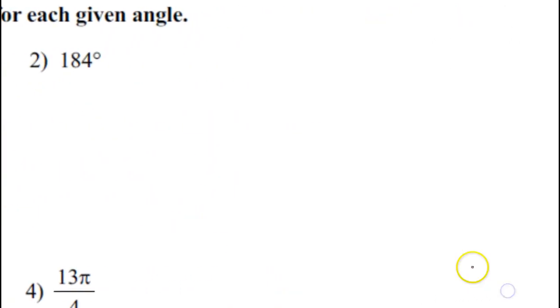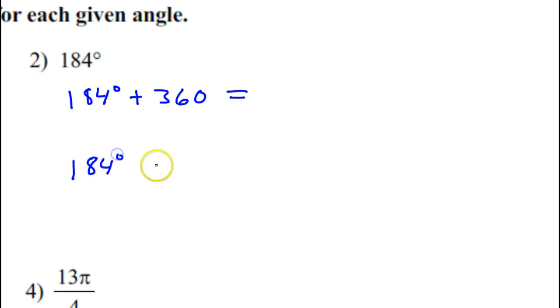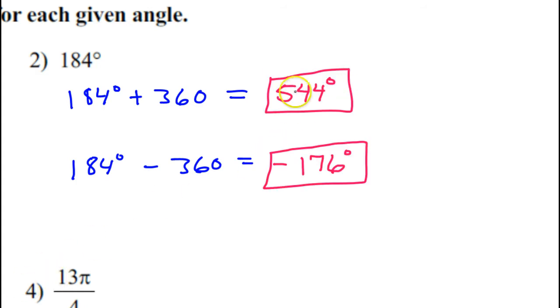Okay, so I won't bother drawing the picture this time. If I want coterminal angles, I can add or subtract 360. So if I do 184 degrees plus 360, and if I do 184 degrees minus 360, that should give me coterminal angles. So 544 degrees and negative 176 degrees are coterminal with 184 degrees.